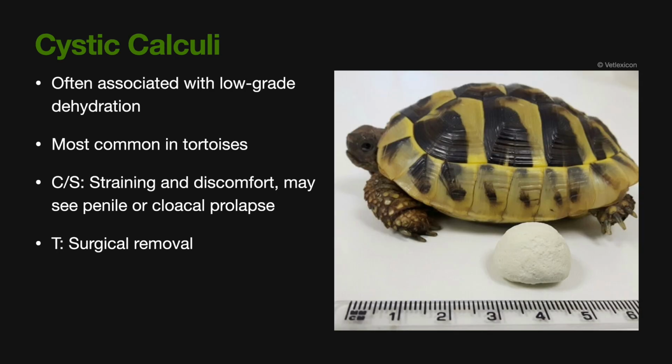Cystic calculi are often associated with chronic low-grade dehydration in tortoises. They may exhibit things like straining and discomfort, and may develop penile or cloacal prolapse. Treatment involves surgical removal of the stone.